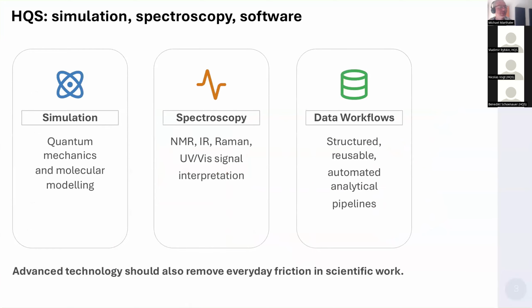HQS, let me shortly introduce HQS also a little bit more. We make software for spectroscopy, where we do a simulation based on quantum mechanics of spectra in different regimes. We are specialized on nuclear magnetic resonance, but we also do, for example, UV-Vis or IR. And of course, all of this software and this working on this data and on this spectroscopy always comes with the need for structured and well-sorted data workflows.